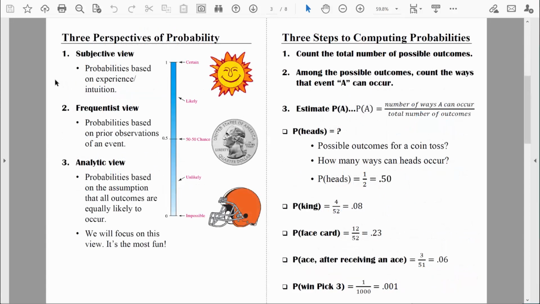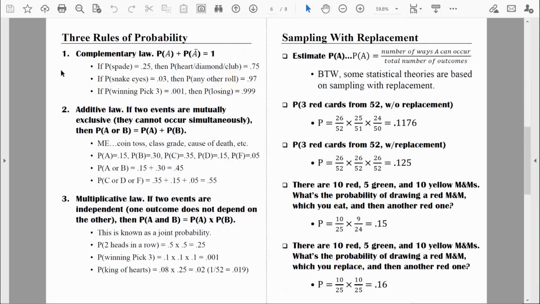So far, we've talked about 3 different perspectives of probability, and I've taught you a 3-step method for computing basic probabilities. We talked about 3 different rules for computing probability, and those rules allowed us to compute more sophisticated probabilities. For example, the 3rd rule allowed us to compute joint probabilities, and we practiced doing that when we were using sampling with and without replacement.